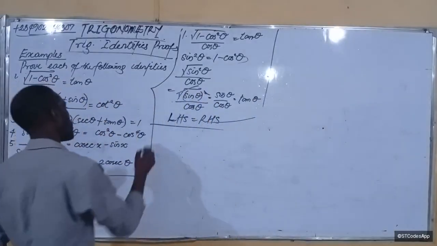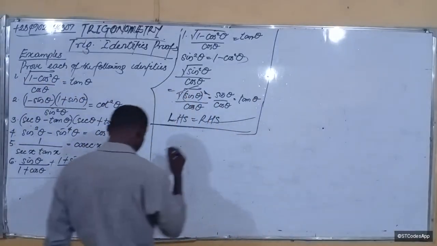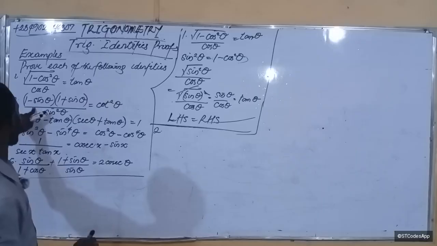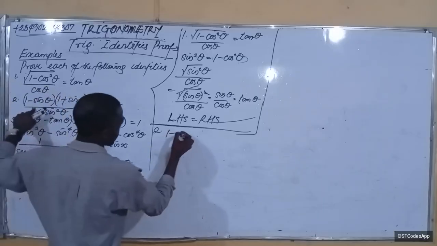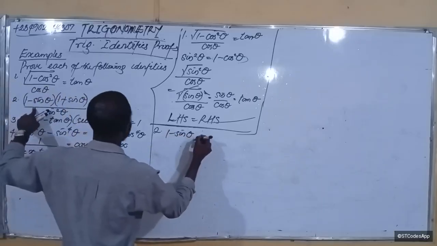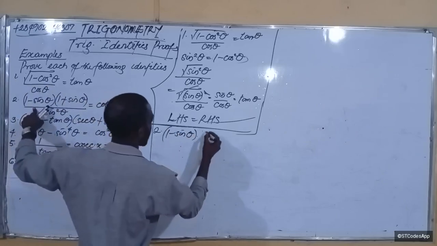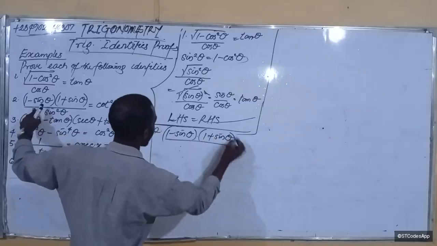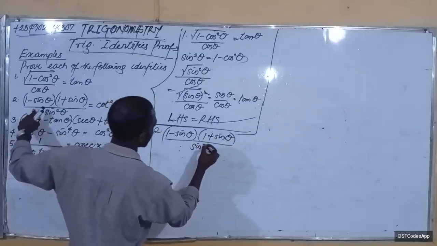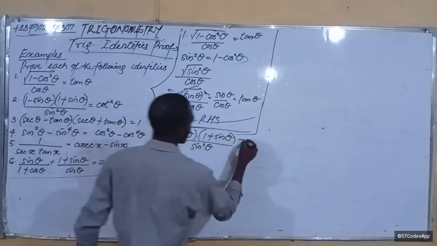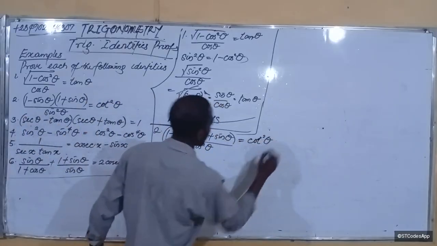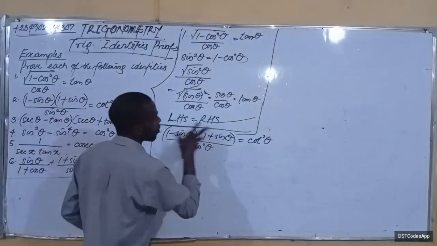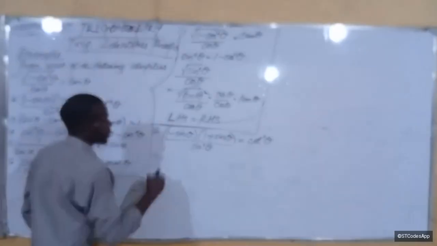Now number 2. 1 minus sine theta times 1 plus sine theta, all over sine squared theta, should be equal to cot squared theta. Let's see if that is true. We'll first open this bracket. This is the more complex one, so we'll simplify it.